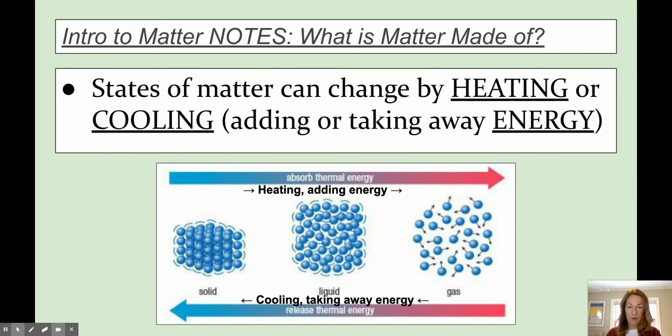And then you all know about freezing because we live here in Minnesota, right? So we know that when it gets below 32 degrees, the liquid water is going to freeze.